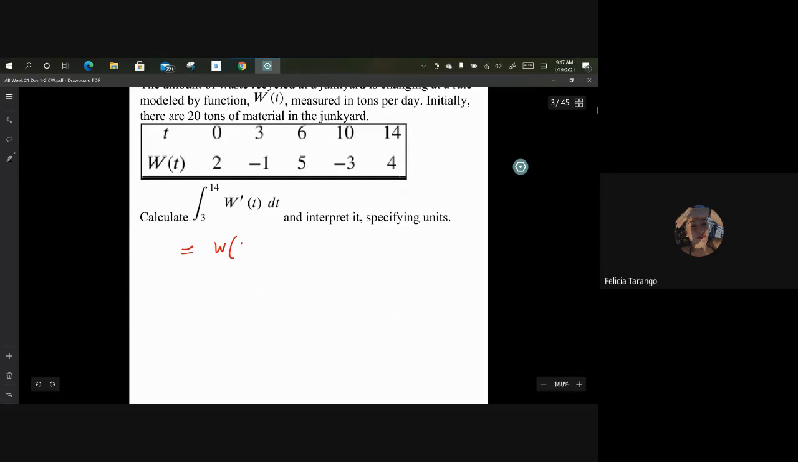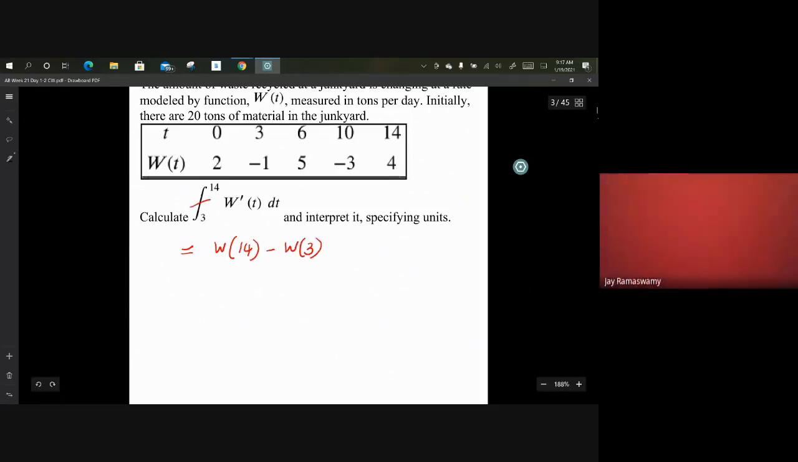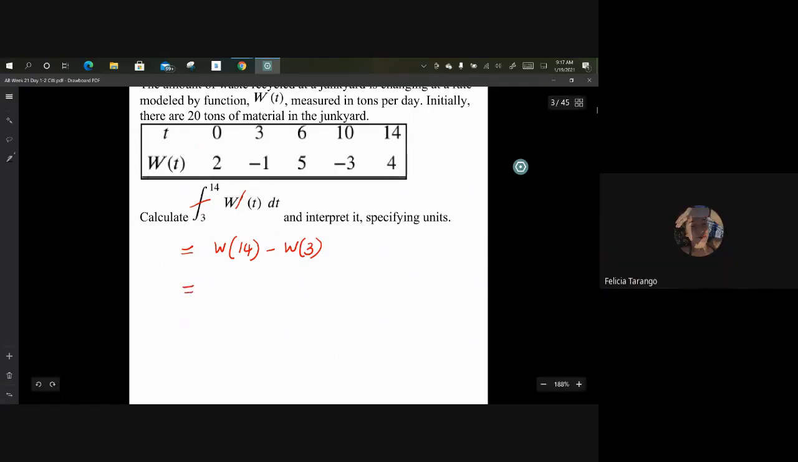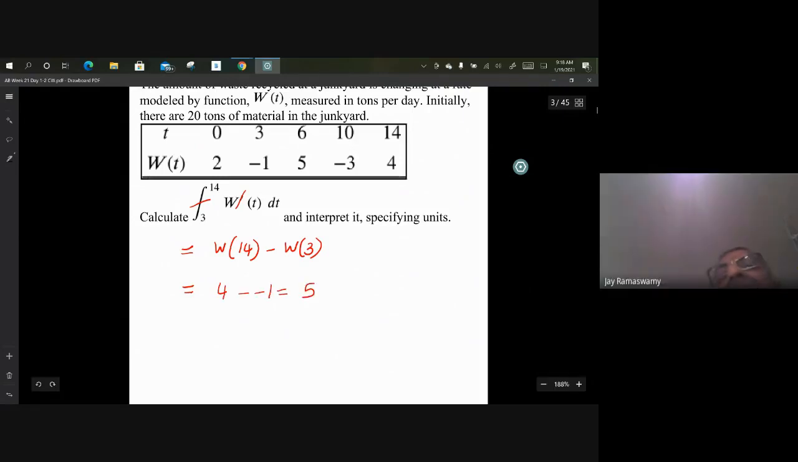If you use net change, the integral of W prime is nothing but W of 14 minus W of 3. Because the integral of that derivative will cancel; it's an antiderivative of a derivative. Okay, what's W of 14? 4. Minus negative 1, which is 5.